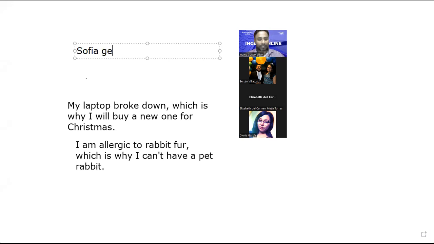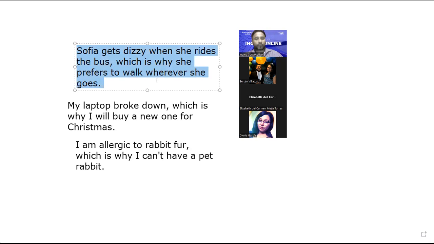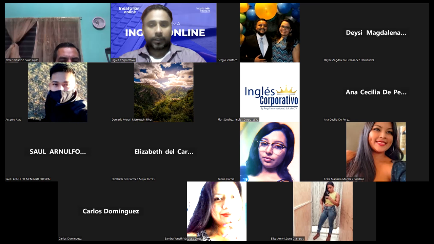Sophia gets dizzy when she rides the bus, which is why she prefers to walk wherever she goes. Excellent. Go ahead, Gloria, read the example. Sophia gets dizzy when she rides the bus, which is why she prefers to walk wherever she goes. Perfect. Thank you, Gloria.